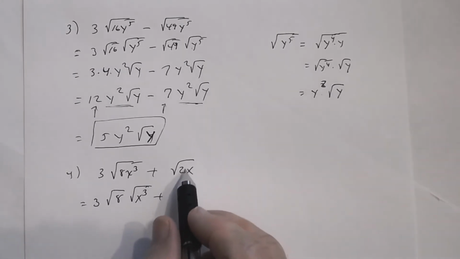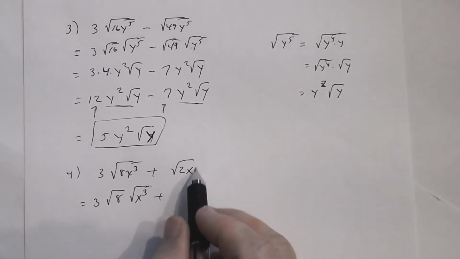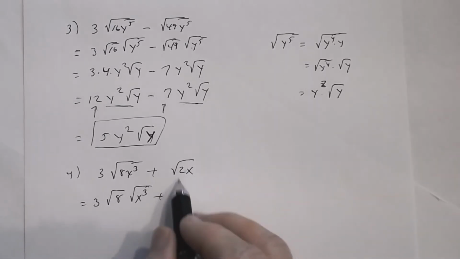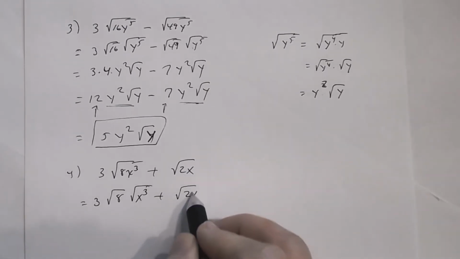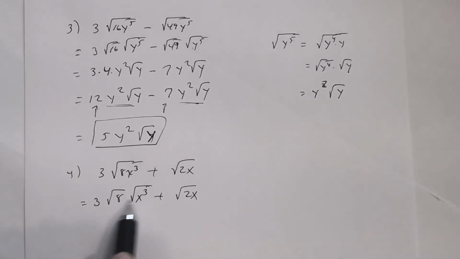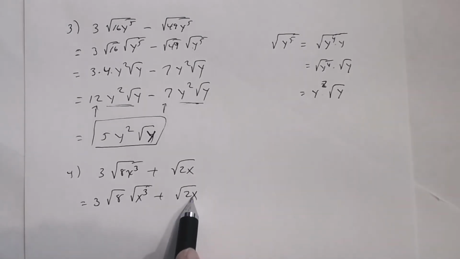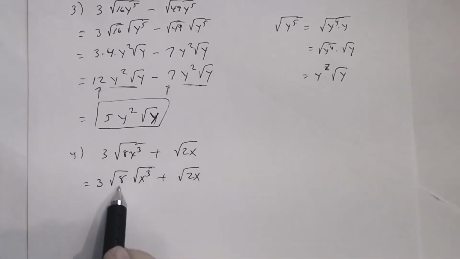Why not? Because there's no perfect square that goes into 2, and I cannot simplify the square root of x because this exponent is 1. So this is already simplified. I can't simplify that any further. So don't waste your time doing the product rule here, because this is going to be the square root of 2x throughout.